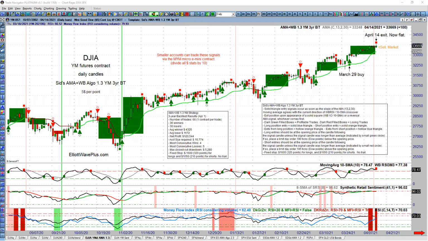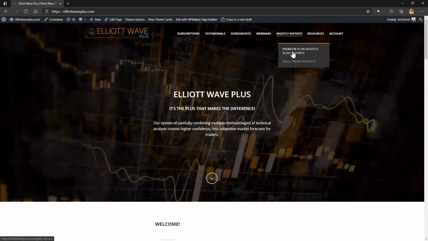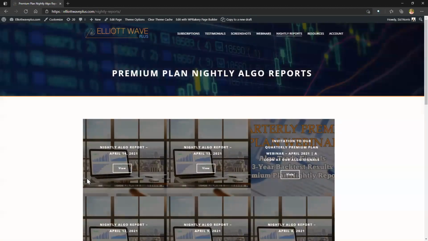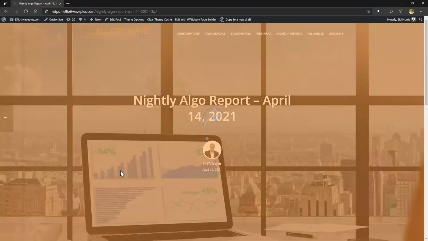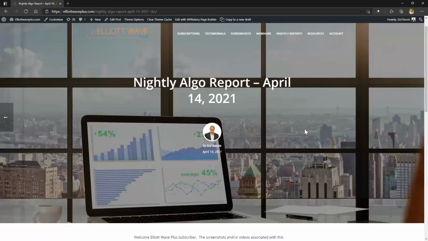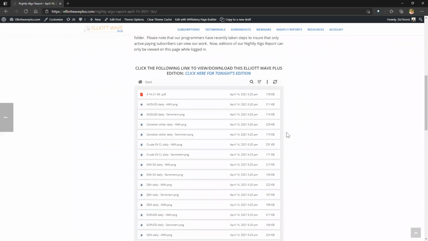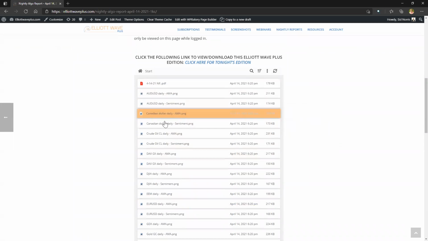And then the other thing that you have access to, and the thing that really separates the premium plan from the other plans, is the premium plan nightly algo reports. So here's tonight's report. And if you were a paying subscriber, you'd be able to get in just that easy. Scroll down. You can download the entire edition here as a zip, and then keep it on your hard drive and examine all the screenshots on your hard drive, or you can quickly view them right here.